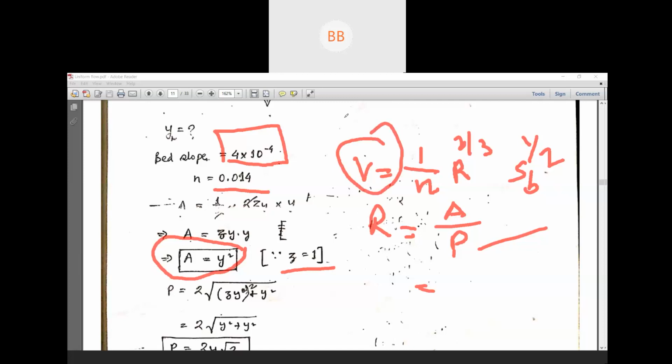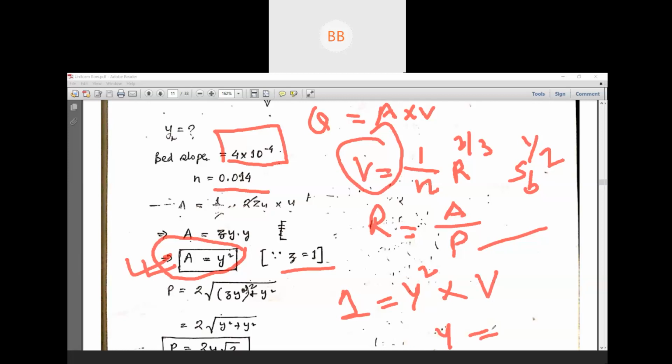Once you have calculated velocity, you use this equation, discharge equal to area into velocity. Discharge is given, that is 1. In place of area we can write y square, then multiplied by velocity. Whatever velocity you are going to get, you substitute here. So you can directly find out the y value.